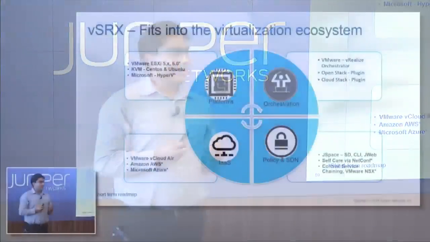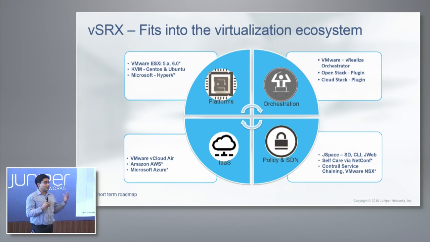In addition to the performance, which is obviously our big focus, and a full-featured firewall, it's very important for us to make sure that this works in the complete virtualization ecosystem. So we break it down into 4 different vectors. In terms of platforms, we support VMware 5.1 and 5.5 today, and we are working on supporting 6.0. For KVM, we already support CentOS and Ubuntu. We also want to support Hyper-V going forward. In terms of orchestration, we integrate with VMware's vCenter and vRealize Orchestrator today. We already have plugins for OpenStack as well as CloudStack.